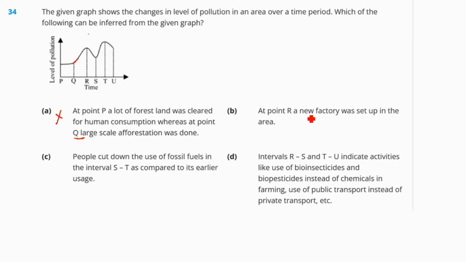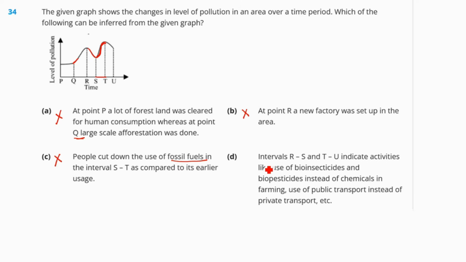B says at point R, a new factory was set up in the area. At R, no, not possible because if a new factory is set up at position R, that means there should be an increase in pollution, not a decline in pollution, right? But here we can see a decline. So this also is a wrong statement. Option C says people cut down the use of fossil fuel in the interval S to T. S to T, we can see in this time interval there is a sharp increase in the level of pollution, right? So if the people have cut down the use of fossil fuel, this would not happen, right? So this is also wrong.